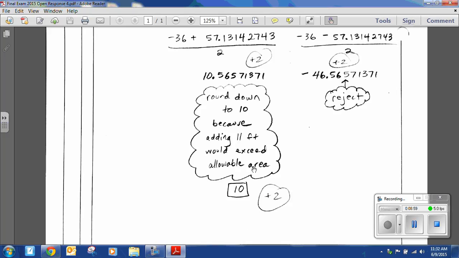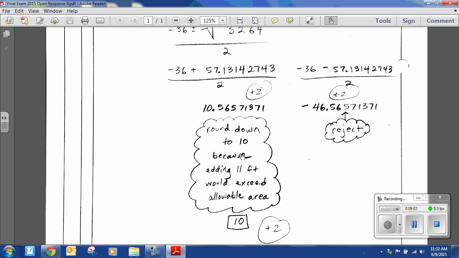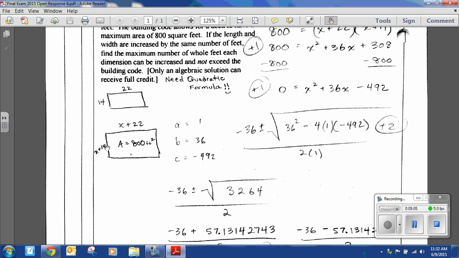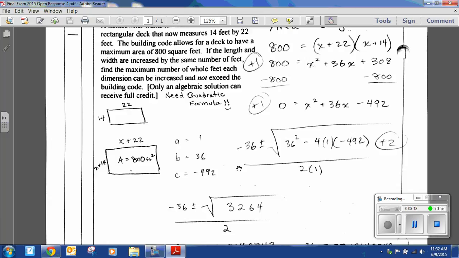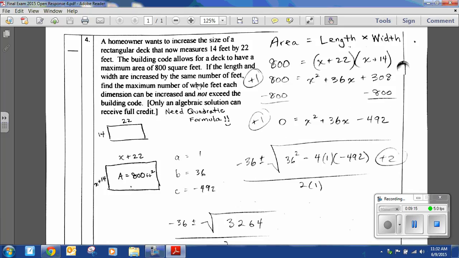10 is the largest whole number that is allowable. So that would be 24 times 32, which gives us an area that is closest to 800 without going over 800. And remember, they wanted whole feet.